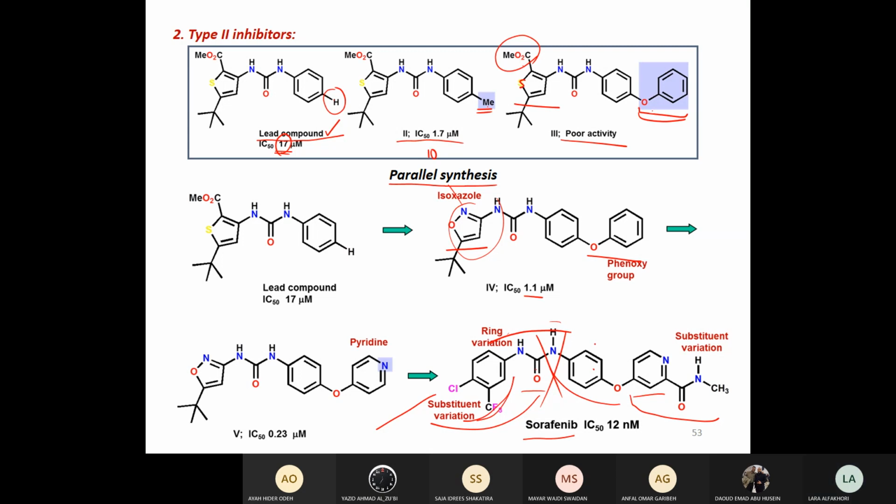Okay. Sorafenib, yes, yes. It has more than just one target. Of course, the binding affinity varies from one to another, but it is still considered a potent inhibitor of more than one tyrosine kinase. Any other question?